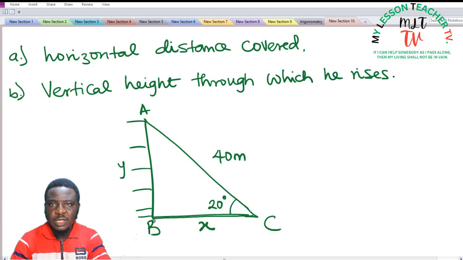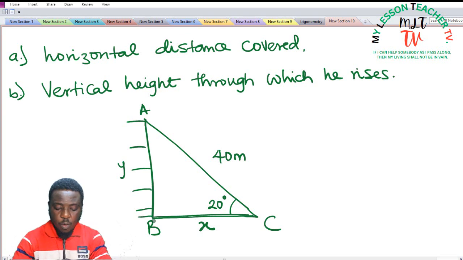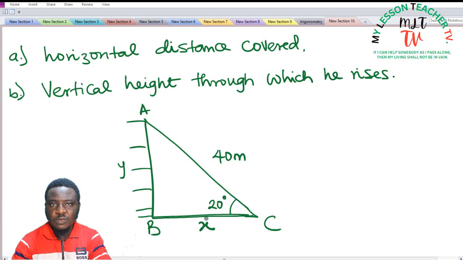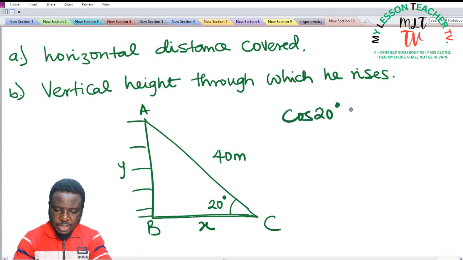So we shall also use the trig ratios in solving this. You can start by solving for X or Y as the spirit leads. Since X comes before Y, we shall then look for X before Y. We can then get the relationship between X, 20 degrees, and 40 meters. Now you can't use two unknowns, otherwise it will be very difficult for you to solve using linear equations. So we can use one unknown and one known to get the value of cos 20. So cos 20 degrees is equal to the ratio of X over 40.